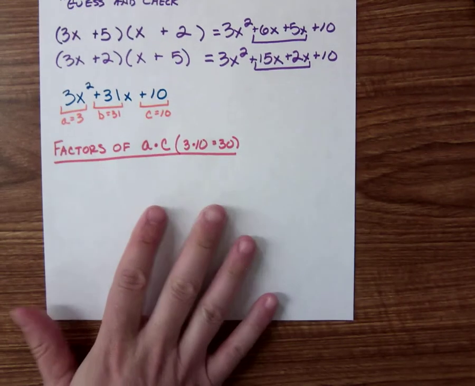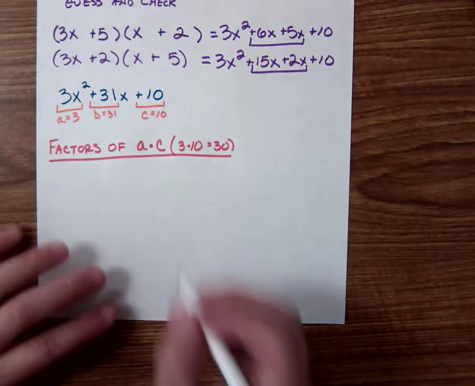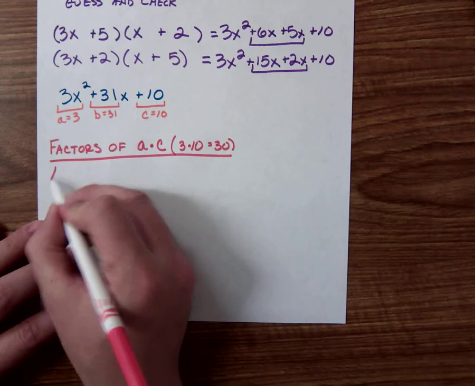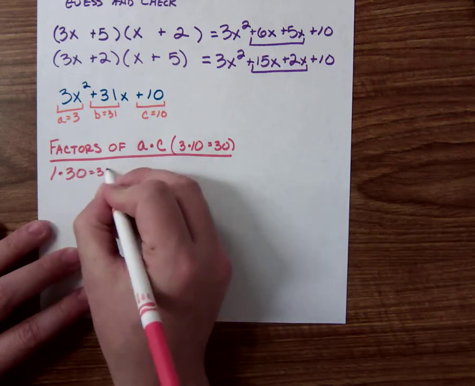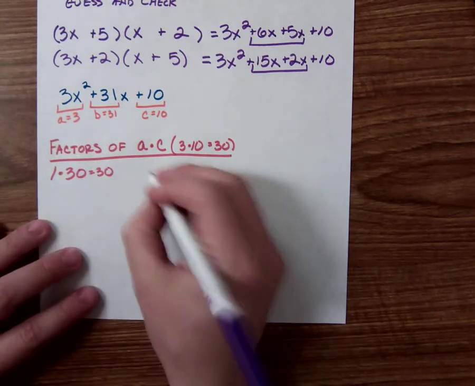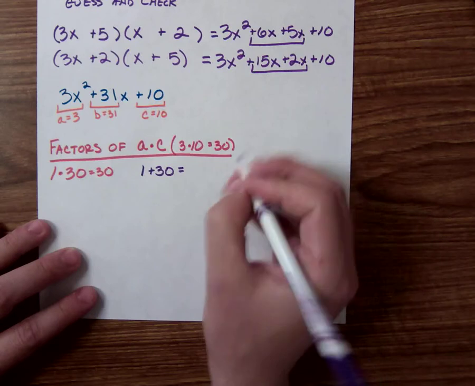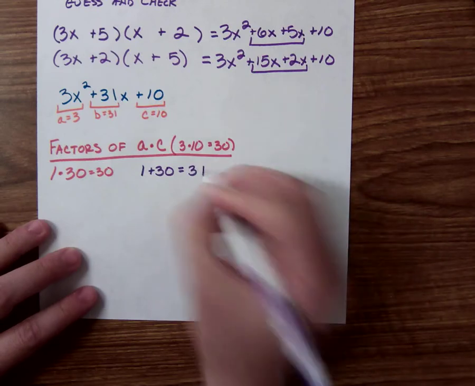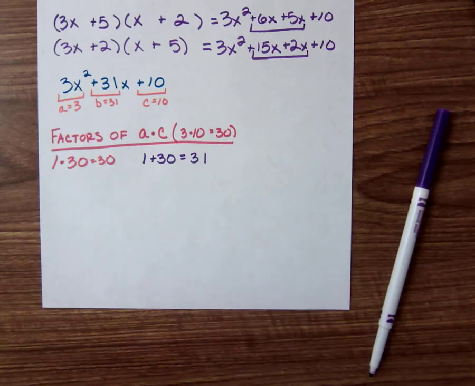Okay, what are two factors, any two factors you can think of, for 30? How about 1 times 30? 1 times 30 is 30. Okay, what about if I add them? 1 plus 30. Oh, you are so lucky. You got the right combination first thing. So the two numbers I want are 1 and 30.